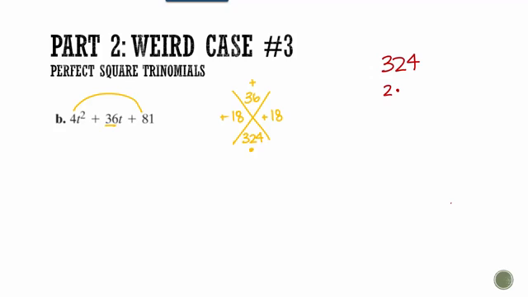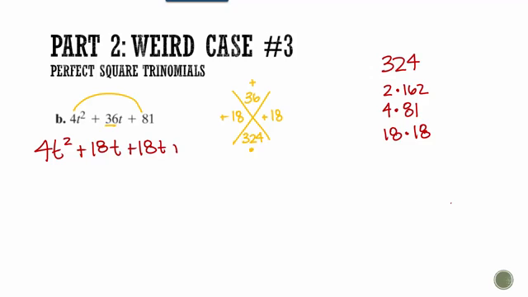So like we said, it's not going to be 2 and 162 because that would add up to something way bigger than 36. 3 doesn't go into it. 4 does, 81 times. We knew that from over here. And you can keep trying. Eventually, you're going to end up with something that will add to 36, and you get 18 and 18. So remember, all that does is helps us split this up correctly. And then we got to factor by grouping.